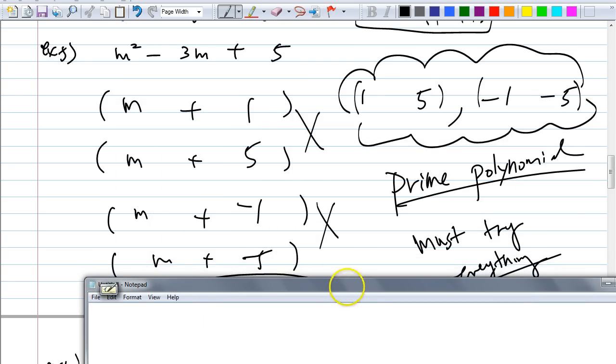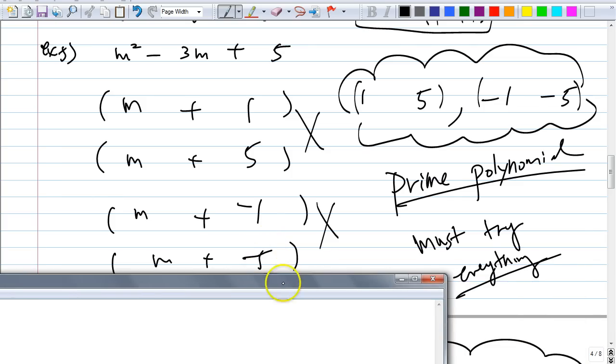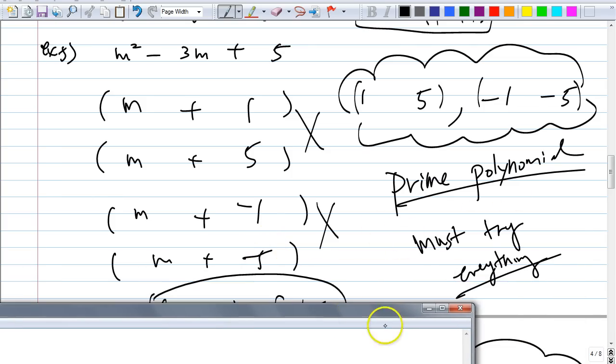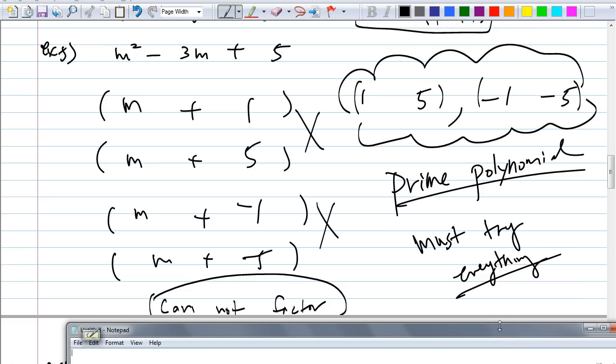Second one works? No, it doesn't. You don't get negative 3m, do you? You get negative 6m, don't you? Guess what? So after you try everything, guess what? It's a prime polynomial. Cannot factor. Yeah, so sorry. But if you know that it's prime, you got to try every possible way. Does that make sense? It's not factorable. Can we just write cannot factor? Yep, or not factorable or something. Yeah, or you could write prime polynomial. Whichever.